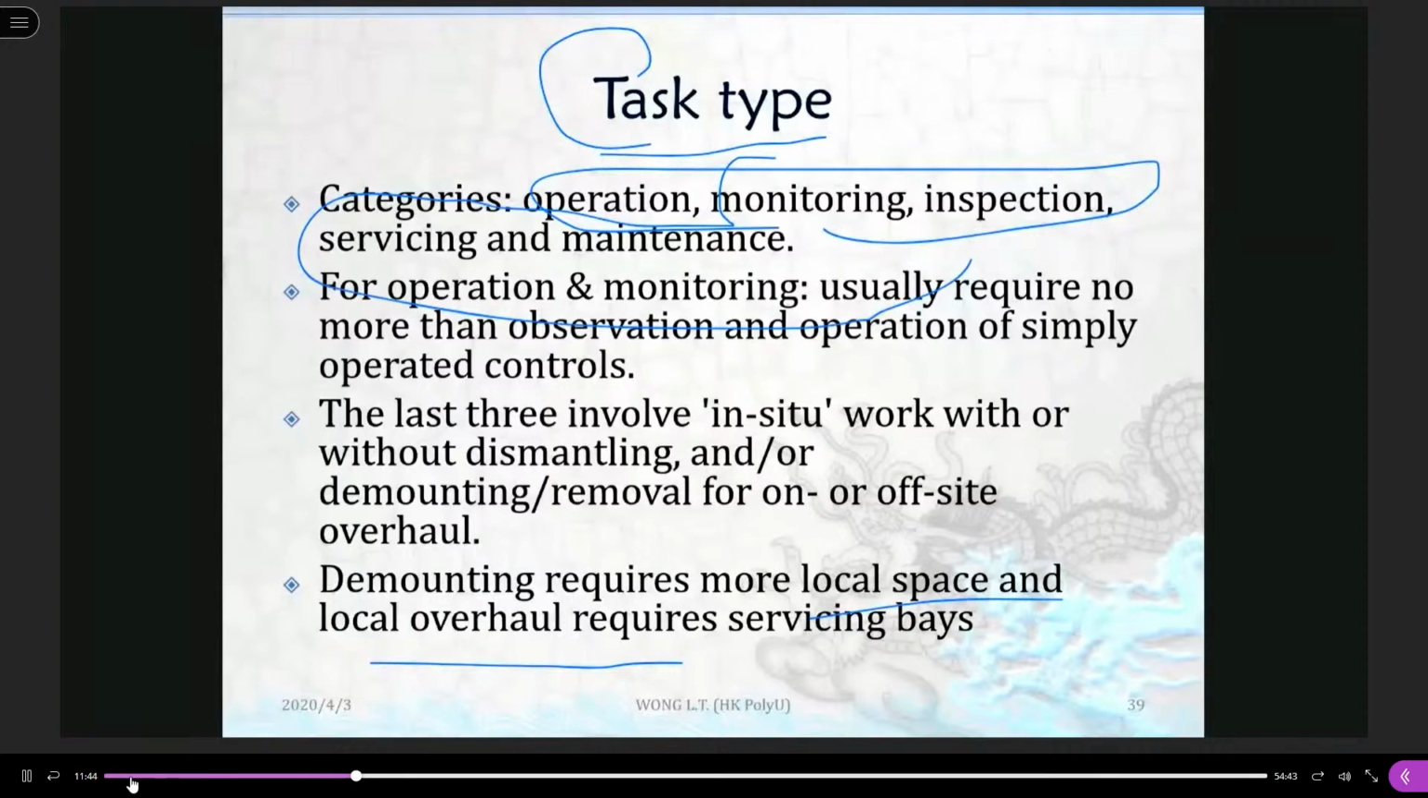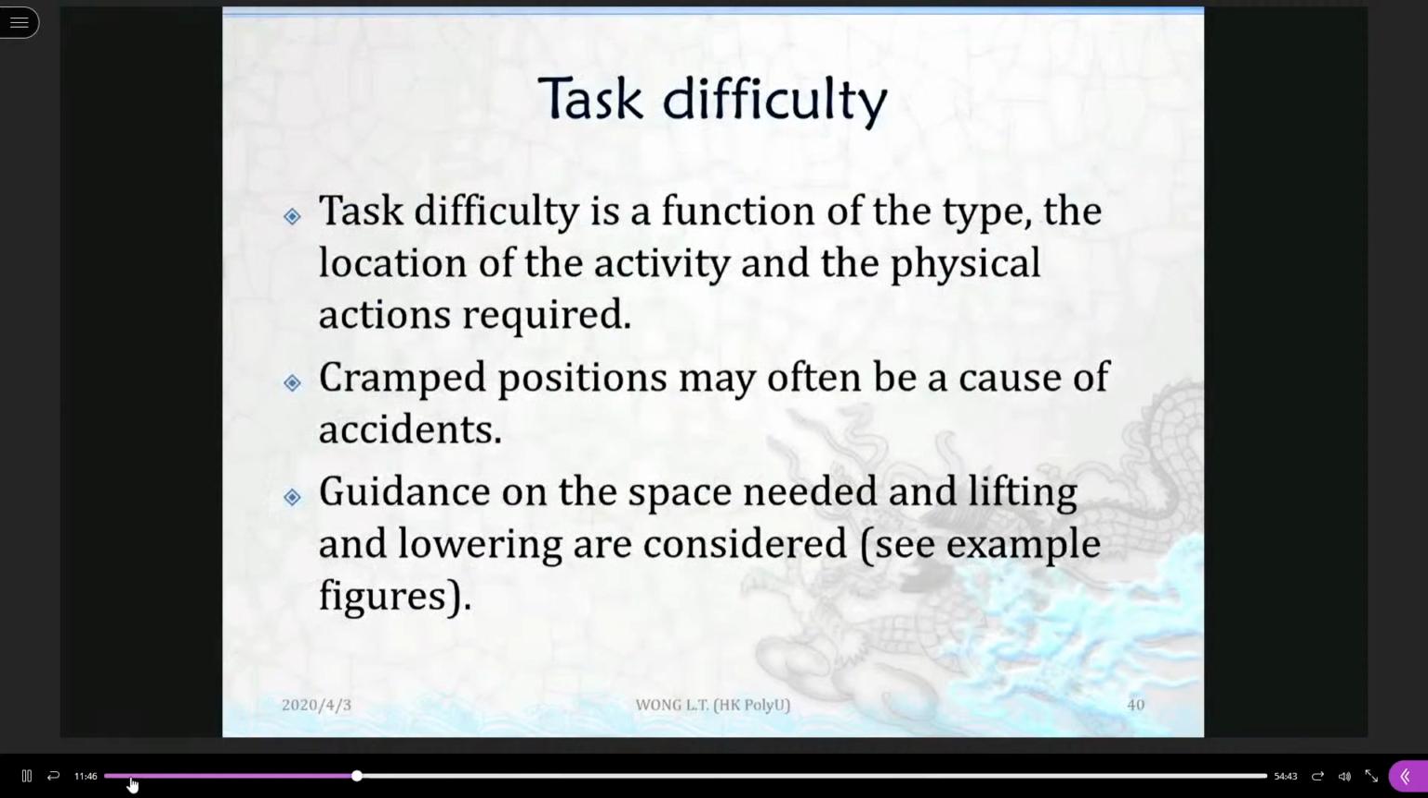Okay, the task difficulties. Difficulty is a function of type, location, activities, and the physical action required. So we need to know exactly what the task is to be conducted in the plant room at a particular location, so that we design the room to suit that. Ground position may often be a cause of accidents, such as difficult positions and climbing at height. So the guidance on the space needed for lifting and lowering is considered.